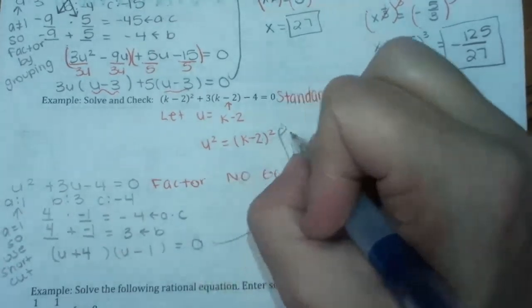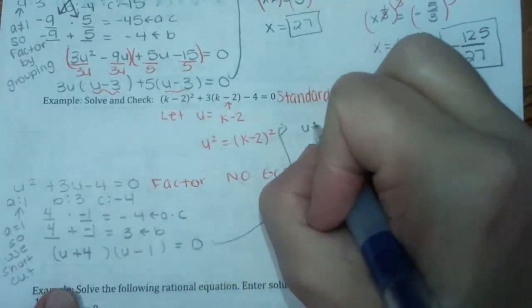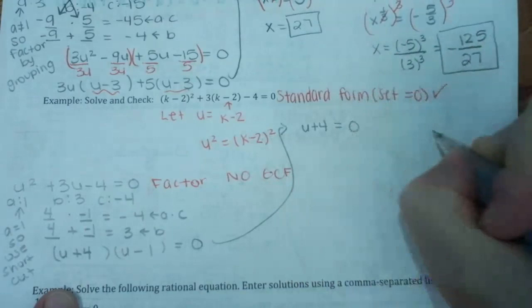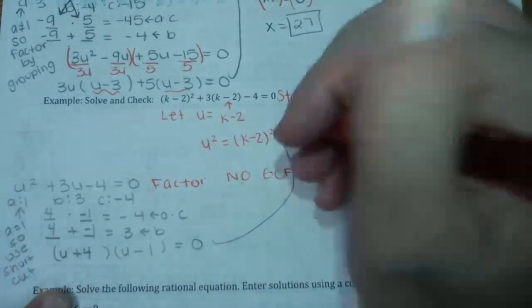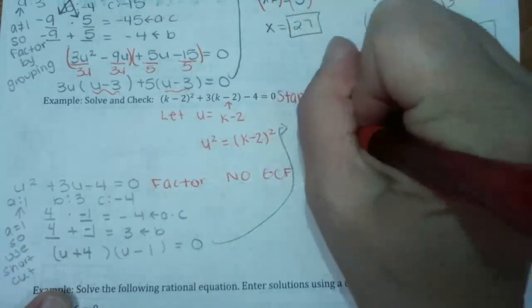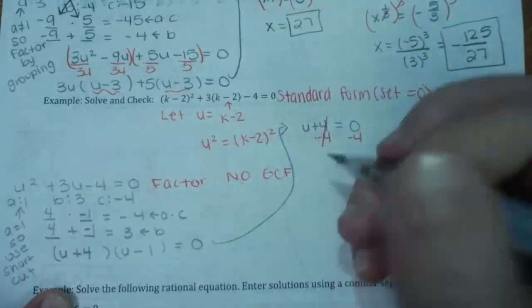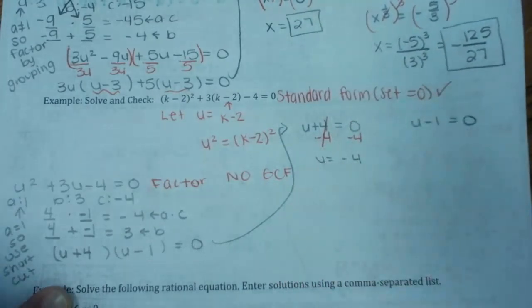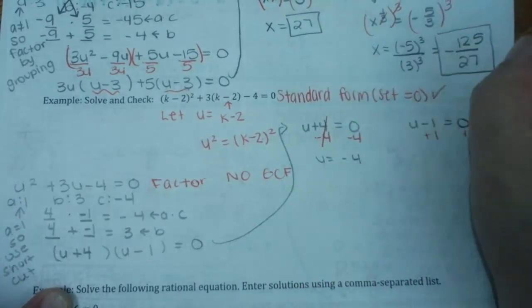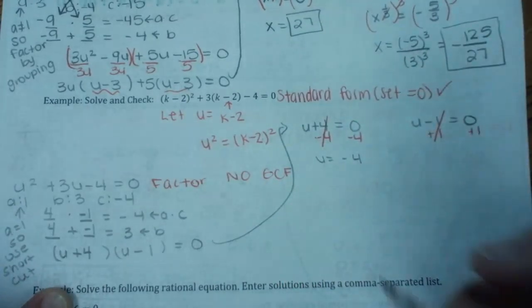I'm going to come up here so I have more room. So we have to set both factors equal to 0, so u plus 4 equals 0, and u minus 1 equals 0. Getting u by itself, we can subtract 4 from both sides, and we get u equals negative 4. Over here, we can add 1 to both sides, and we get u equals positive 1.